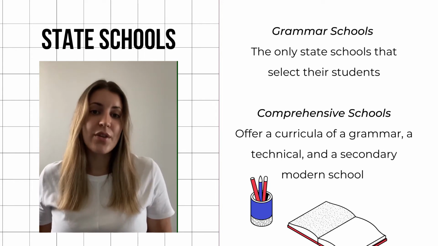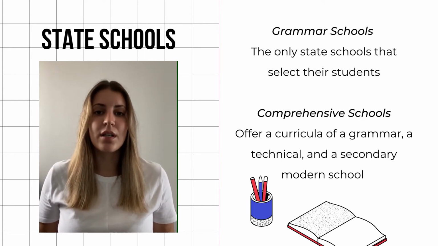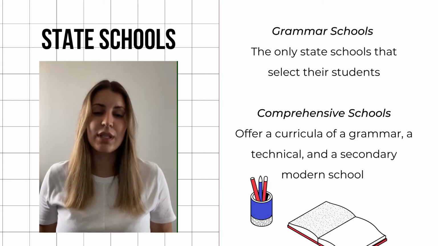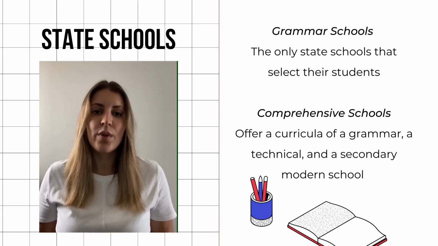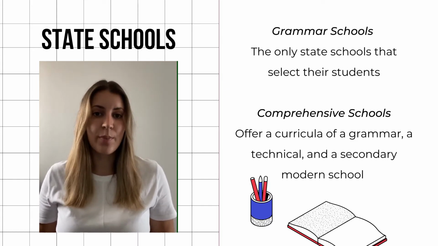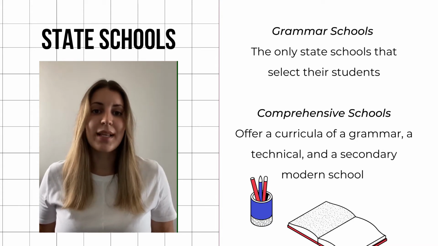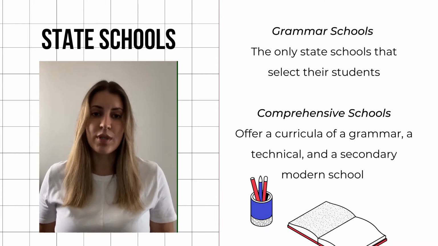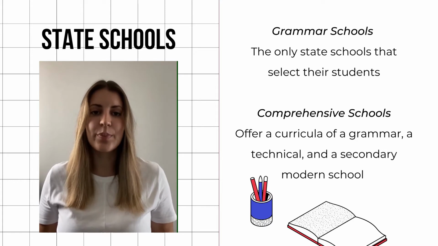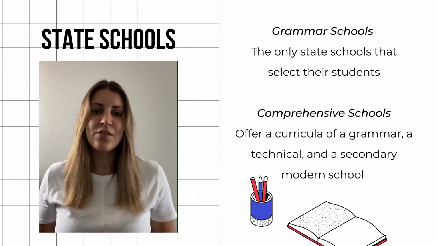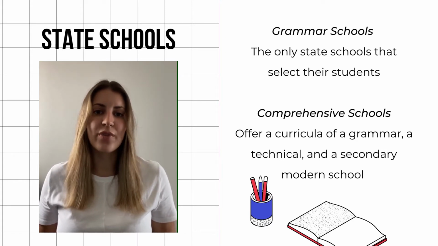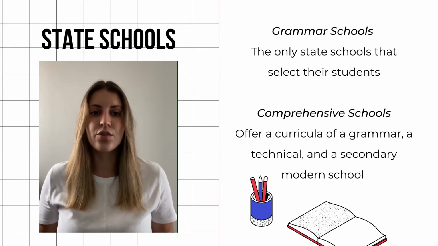Comprehensive schools, on the other hand, offer the curricula of a grammar school, a technical school, and a secondary modern school without a division into separate compartments. Students are placed in A, B, or C streams according to their abilities, and the purpose of this type of schooling is to democratize education and to provide equal opportunities for all students.